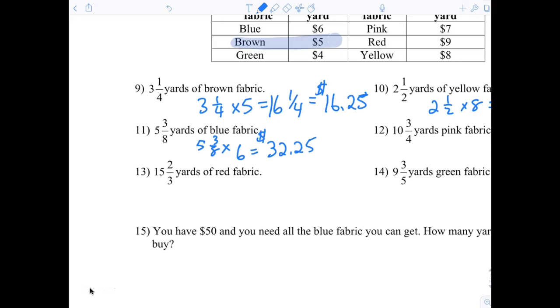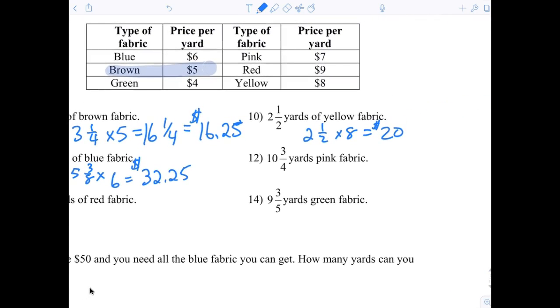Diesel, do you have a calculator today? No. All right, but just tell me, how would I do number 12? Just write it for me. What would I do? We do 10 and 3/4 times $9. Why 9? Oh no, 7 times 7?